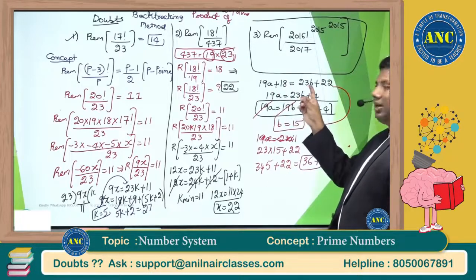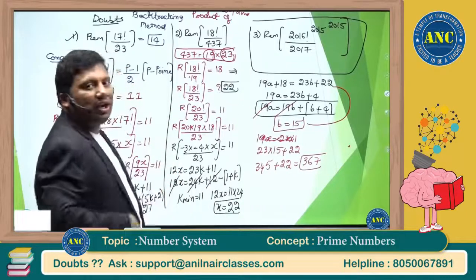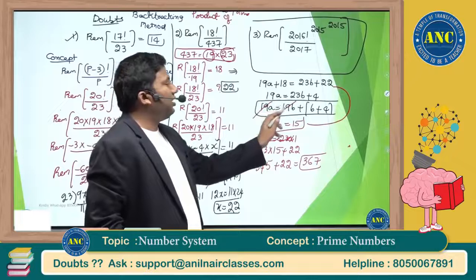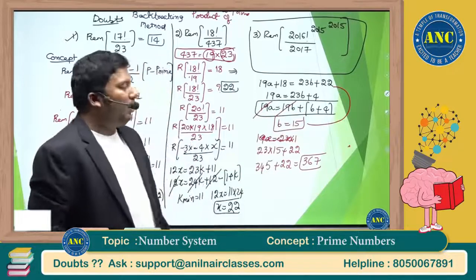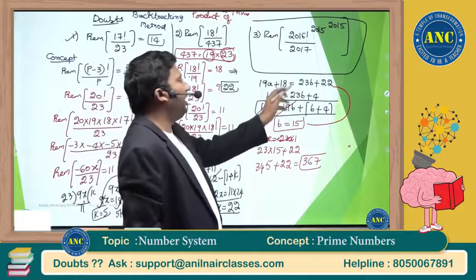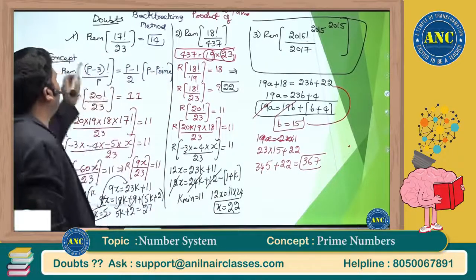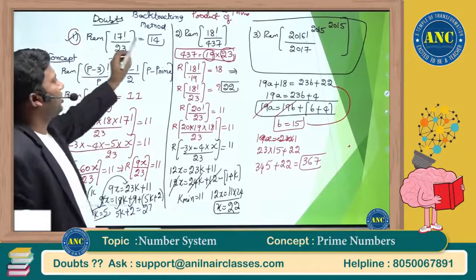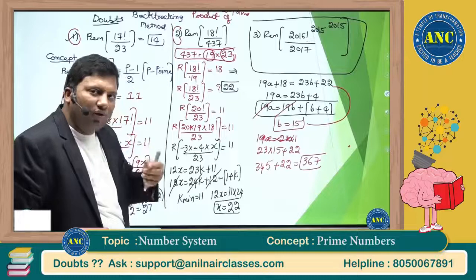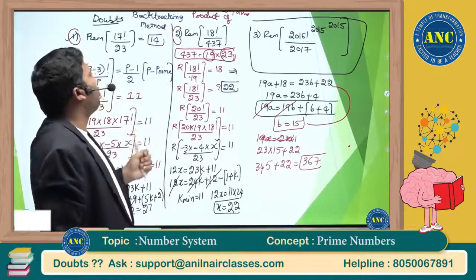19a plus 18 is equivalent to 23b plus 22. 19a is equivalent to 23b plus 4. Divisible by 19. B minimum value is 15. If it is 15, the answer will be 23 into 15 plus 22. I hope the idea of these two advanced questions is clear. Just go slow with calculations. It is a product of two coprimes.